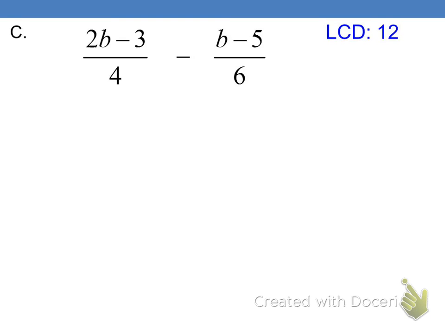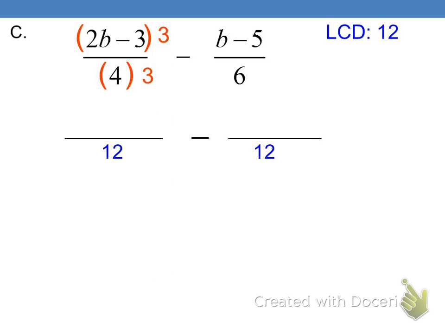All right. What do I need to do to the first expression in order to make the denominator a 12? Multiply top and bottom by 3. 3 over 3. Good. Now, don't forget, you're multiplying both terms up top by that 3. So what am I going to write? 6b minus 9. Very good. I'll pause there.